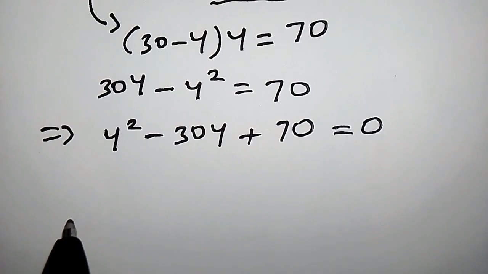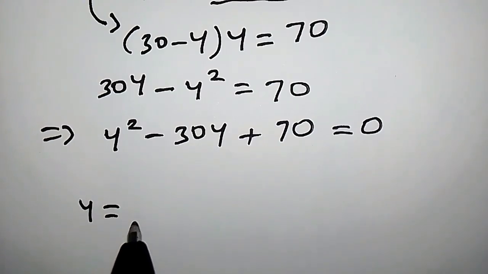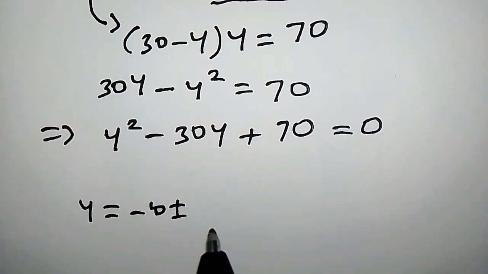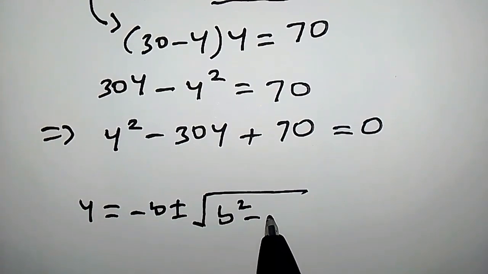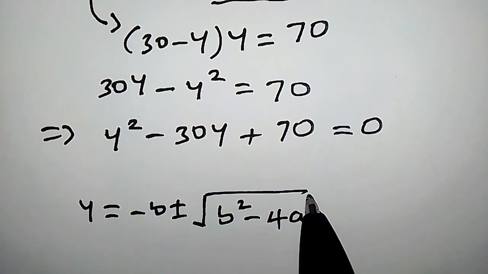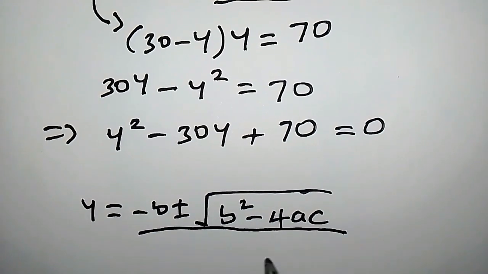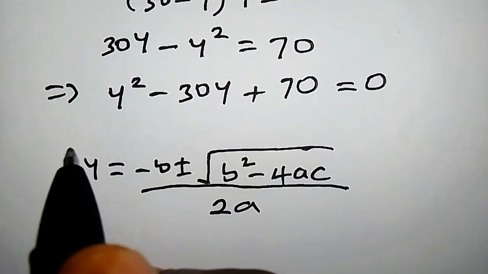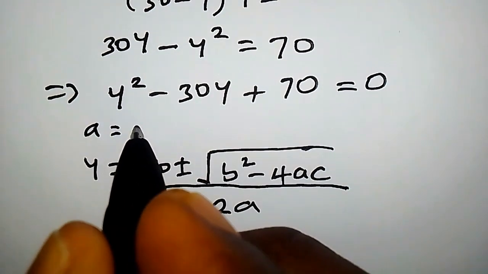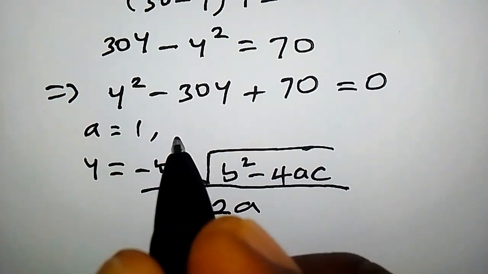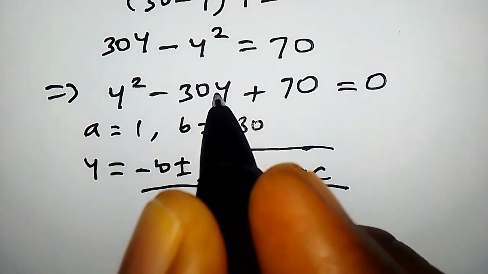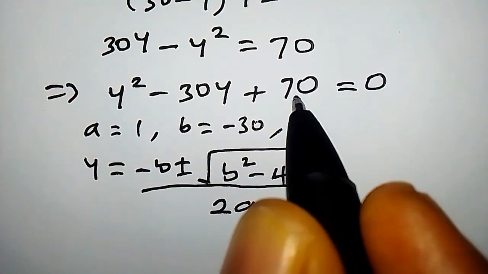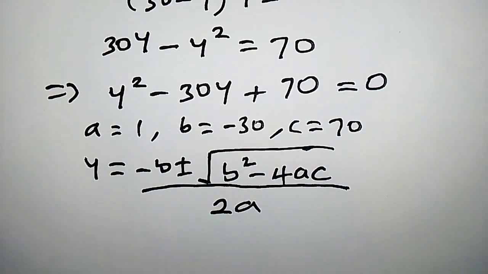formula. And the quadratic formula says y is equal to minus b plus or minus the square root of b squared minus 4ac, divided by 2a. From this equation, our a is equal to 1, the coefficient of y squared, b is equal to minus 30, the coefficient of y, and c is equal to 70, the constant.